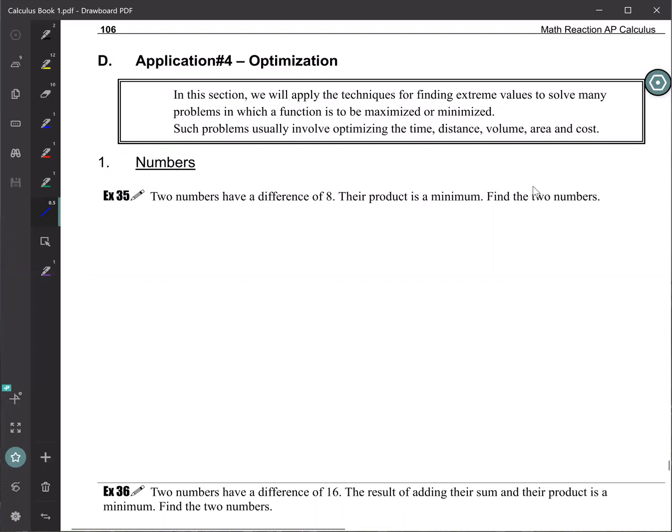Okay, so let's look at the introduction here. Here we'll apply the techniques of finding extreme values to solve many problems in which a function is to be maximized or minimized, just like finding extrema. Such problems usually involve optimizing the time, so you want to make the time as fast as possible, for example, travel from one place to the other, or distance, find the shortest distance. Maximize the volume, right?